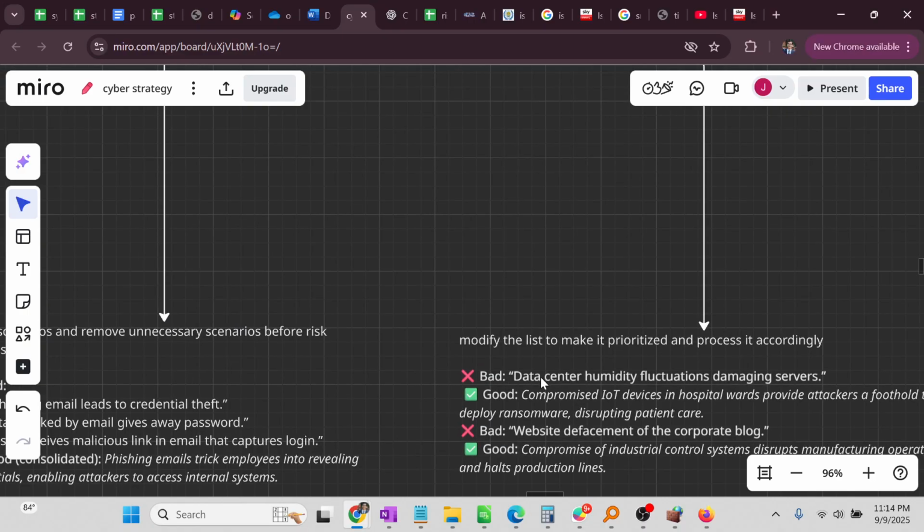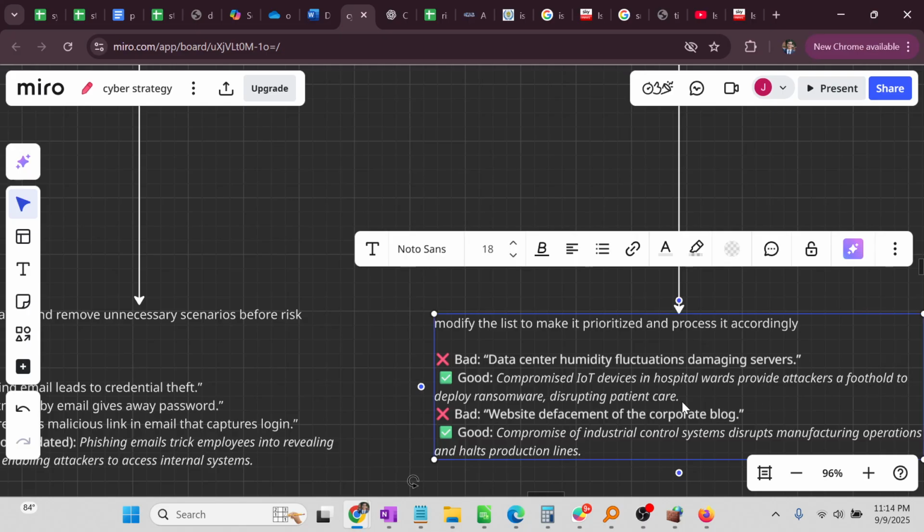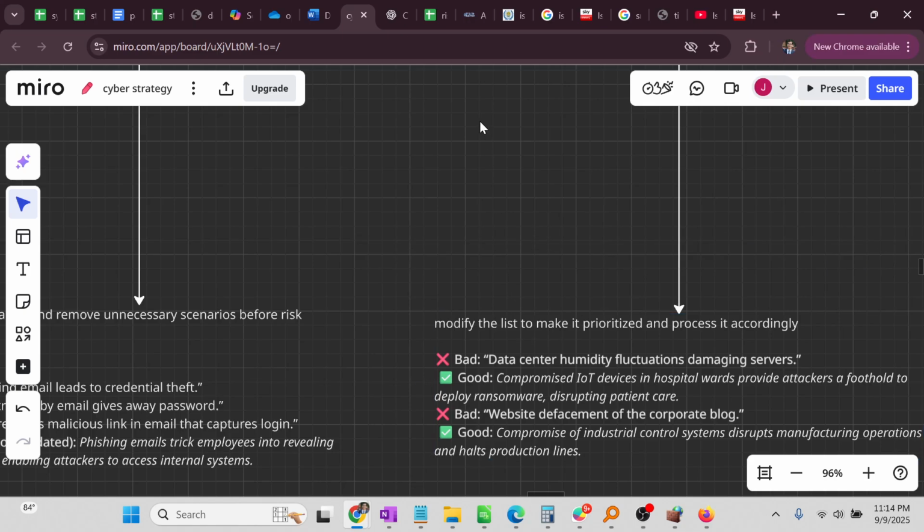So yeah, instead of focusing on data center humidity fluctuation, which is actually a relevant risk, but it's not important, you are focusing on the right risk that is of concern, which is, for example, compromised IoT devices in hospital wards provide an attacker a foothold to deploy ransomware, disrupting patient care. This is a really serious scenario. So when you modify the list in this way, you can create very relevant scenarios that are actually very prioritized and very important.